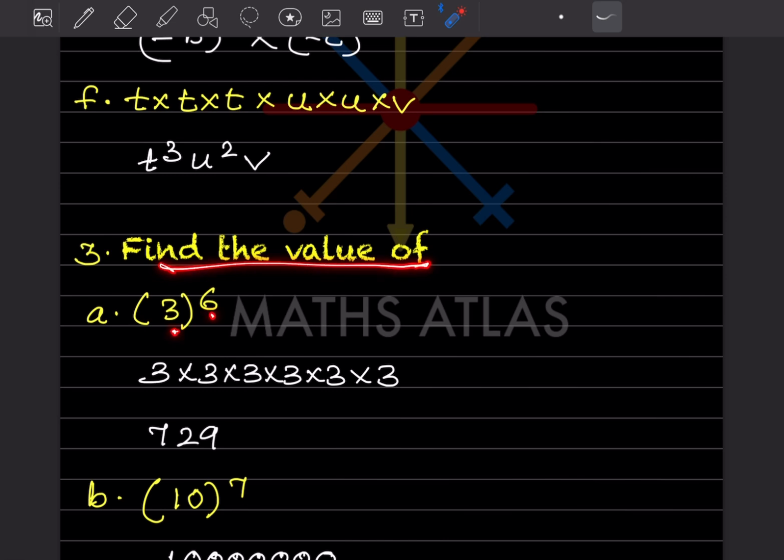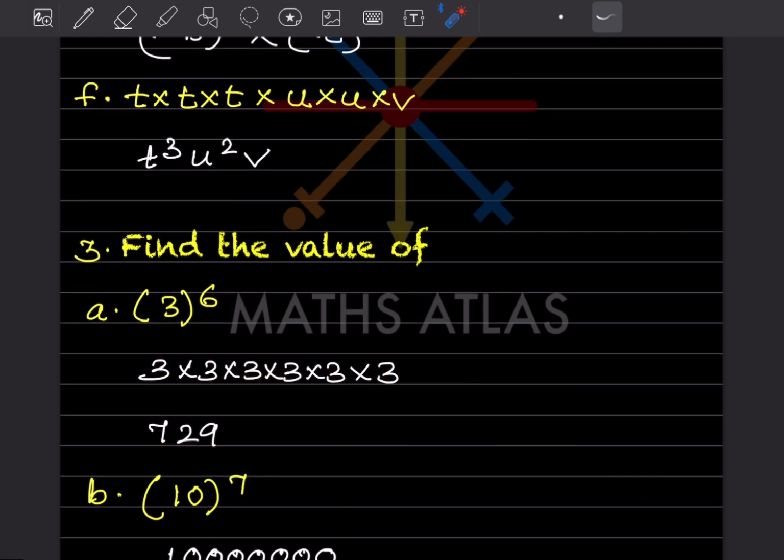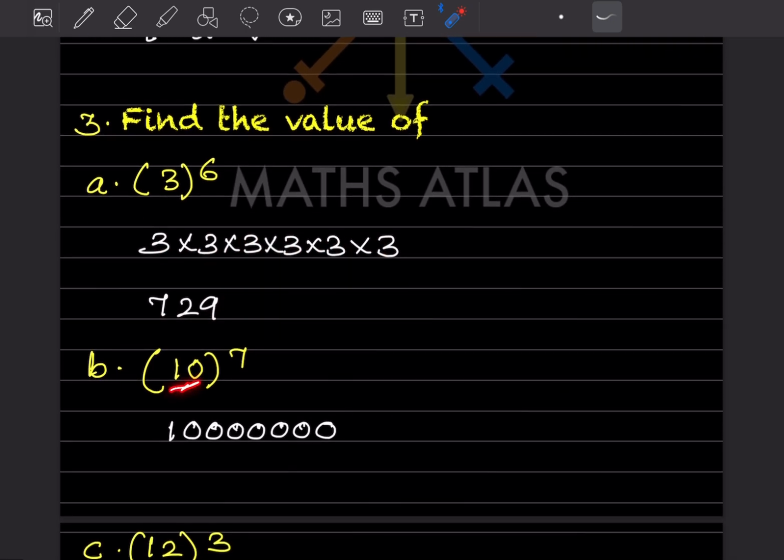So 3 is multiplied 6 times, 1, 2, 3, 4, 5, 6. So after multiplying this, 3 3s are 9, 9 3s are 27. You can check. So that is going to be 729. Here, because this is 10, you don't have to keep on writing 10 into 10 into 10 7 times, but what you will do, you will write here 1, and this 0 we can write here 7 times. So 3, 4, this will be the answer.